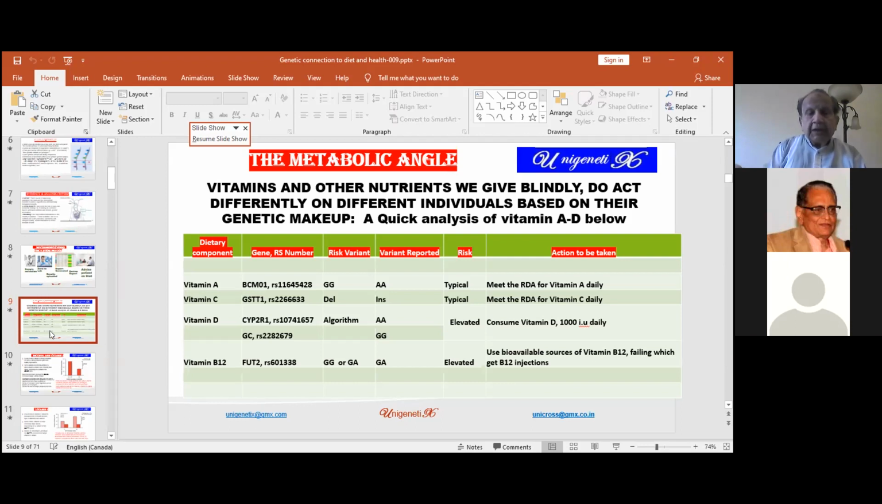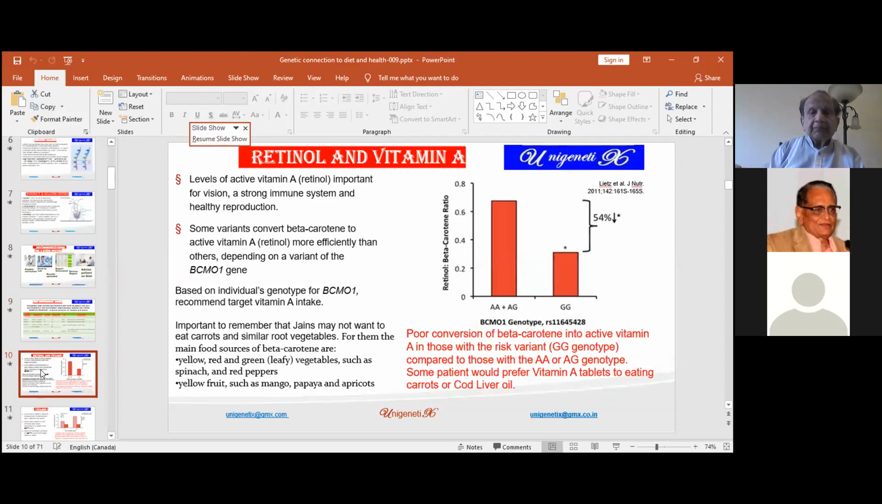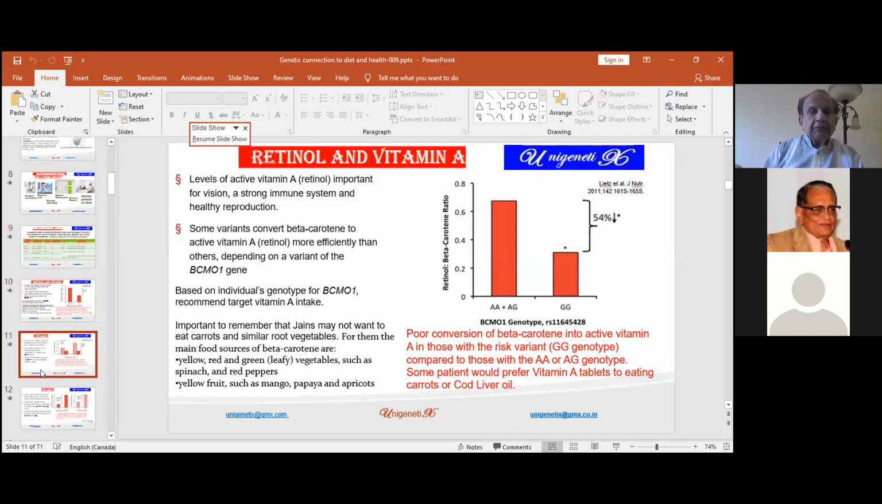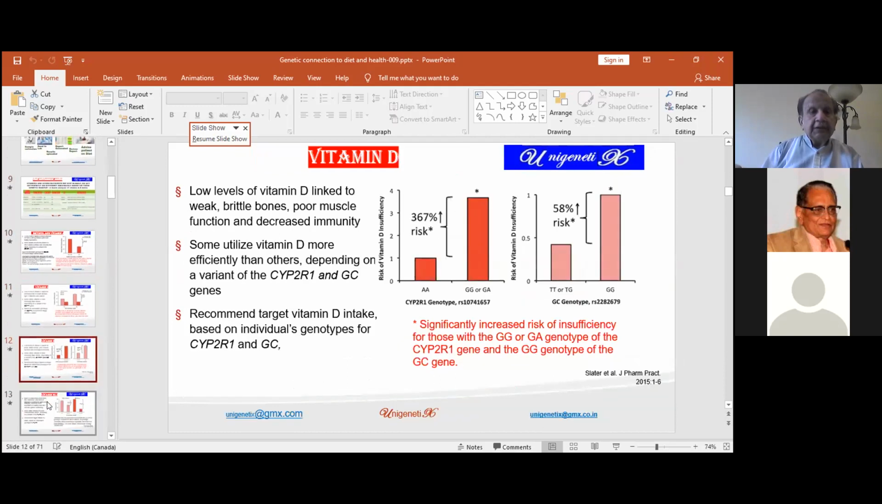And vitamin B12 is a gene called FUT2. It's risk variant GG or GA. The variant reported is GA, therefore it is elevated risk, and therefore the person has to get vitamin B12. In other words, if you see a macrocytic anemia and this result is not showing a variant, then there is no point in giving vitamin B12 injections. And these are the A, C, D, B12 detailed ones.